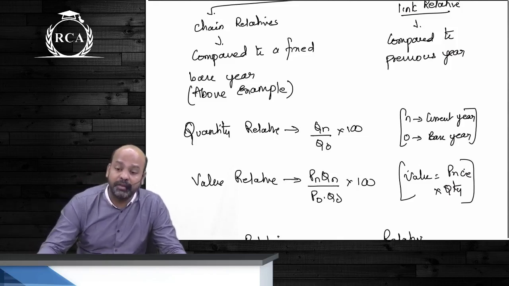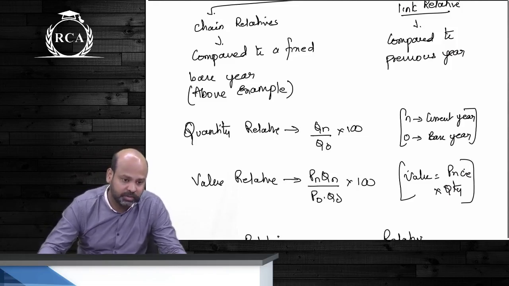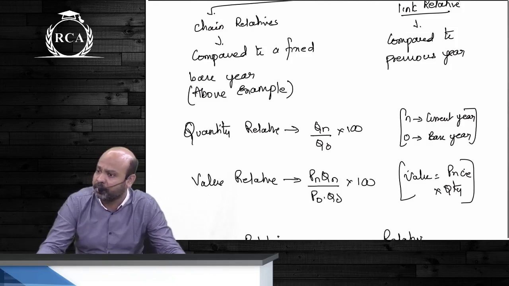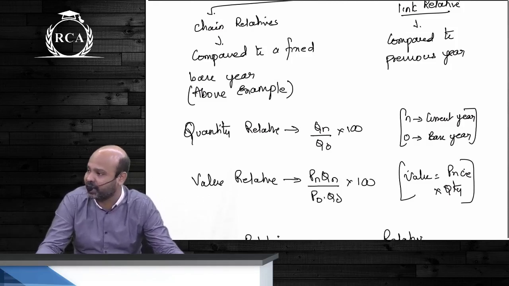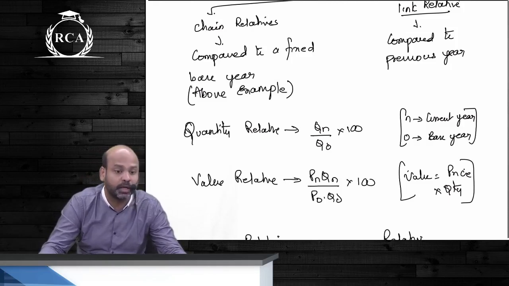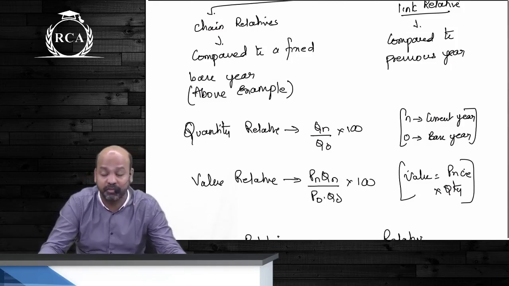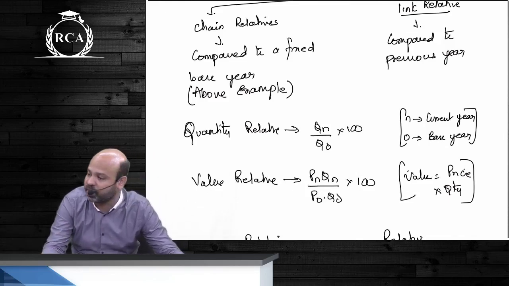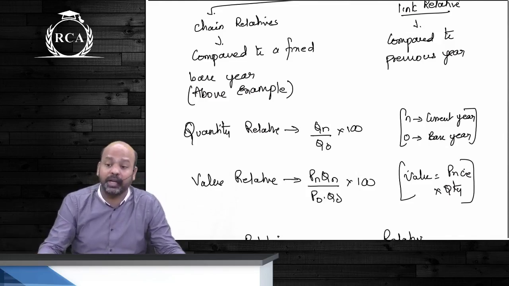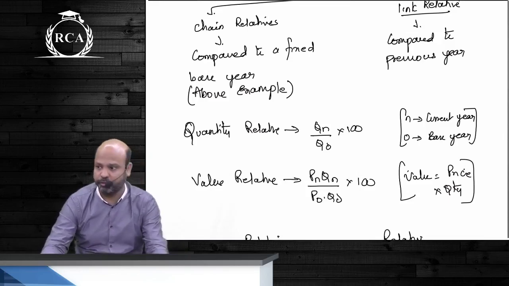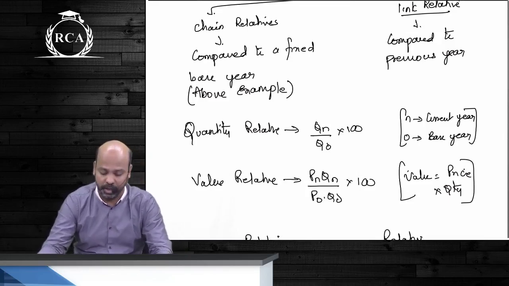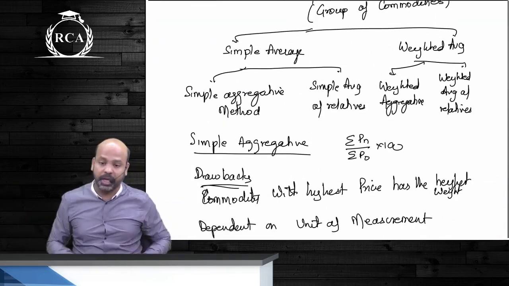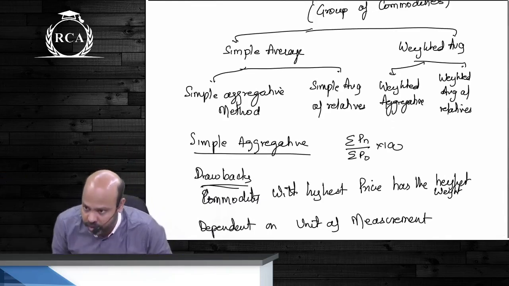Now, after this, we moved on to index numbers which are computed for a group of commodities collectively. For a group of commodities, I said index numbers will be broadly classified into two categories: simple or unweighted index numbers and weighted index numbers. Under each of them, there will again be two categories, aggregative and average of relatives. So we have four broad categories: simple aggregative, simple average of relatives, weighted aggregative, weighted average of relatives.